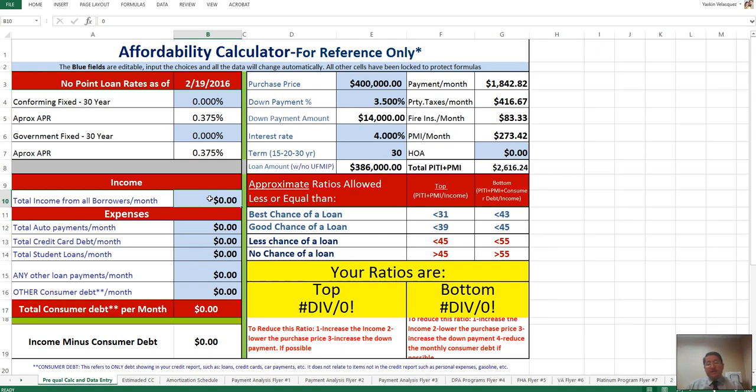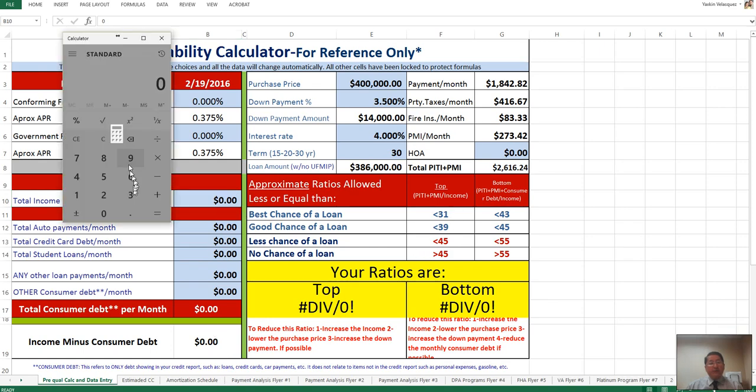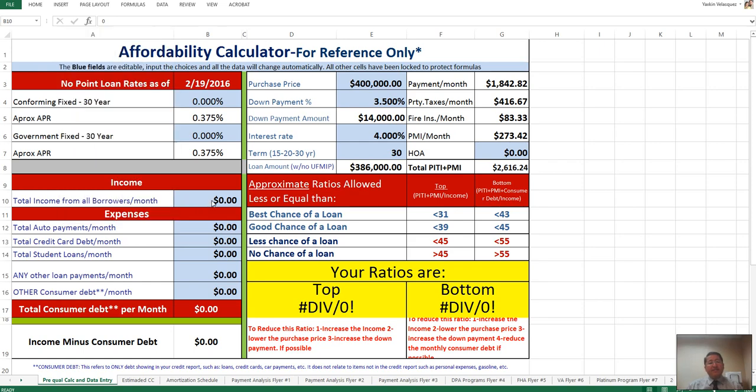So in this case, I'm going to say that the hourly rate for this person is, let's say, $39 an hour, multiplied by 40 hours, multiplied by 52 weeks, divided by 12 months. That gives me a payment of $67.60 gross income. Now we see here the ratio is 39:39, which is very good. All right, but we're not done yet. Even though we qualify for the mortgage based on the income and the housing expense, we still have to see if we qualify based on the housing plus consumer debt.